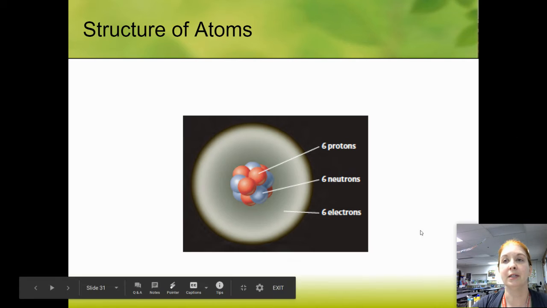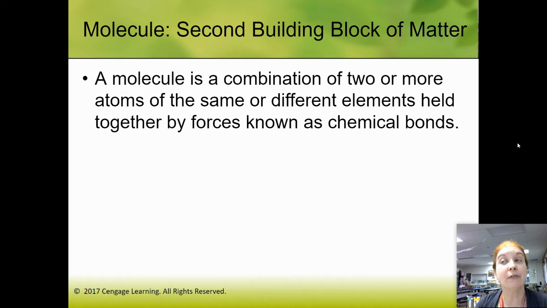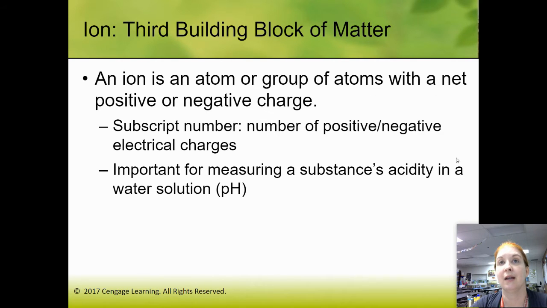Here is what an atom looks like. So you have your protons and neutrons in the middle and your electrons that are all bopping around on the outside. Molecule: a combination of two or more atoms of the same or different elements held together by forces known as chemical bonds. Your ion is an atom or group of atoms with a net positive or negative charge. And so they often have a little number next to it, and that's the number of positive or negative electric charges. And this is super important for measuring how acidic something is in water, which is its pH, which I will get to in a little bit.